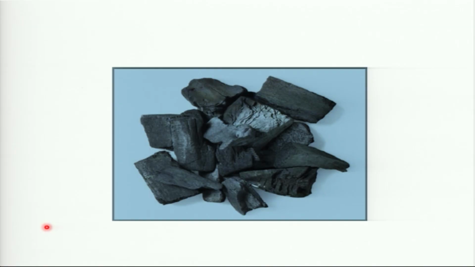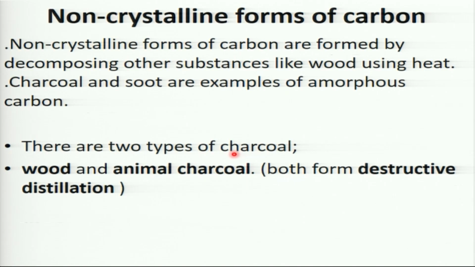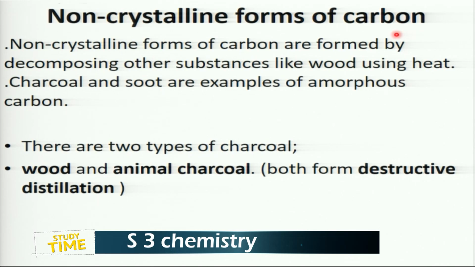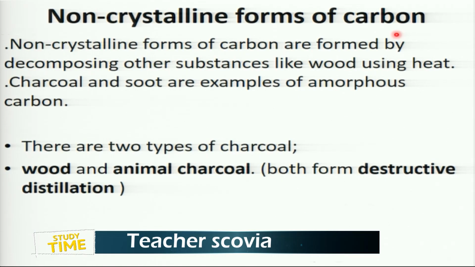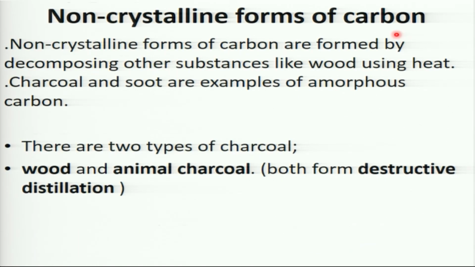So we are heading to another kind of non-crystalline form. When you look at the structure on the slide here, it's charcoal, the normal charcoal we have been talking about. So this charcoal is put under the non-crystalline forms of carbon, as I had mentioned in the introduction of the lesson. So we are saying that the non-crystalline forms of carbon are formed by decomposing other substances like wood at high temperature. So charcoal is inclusive.